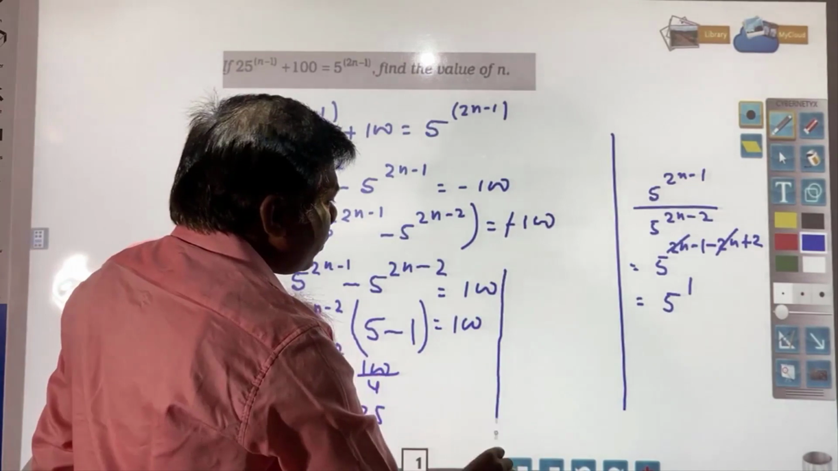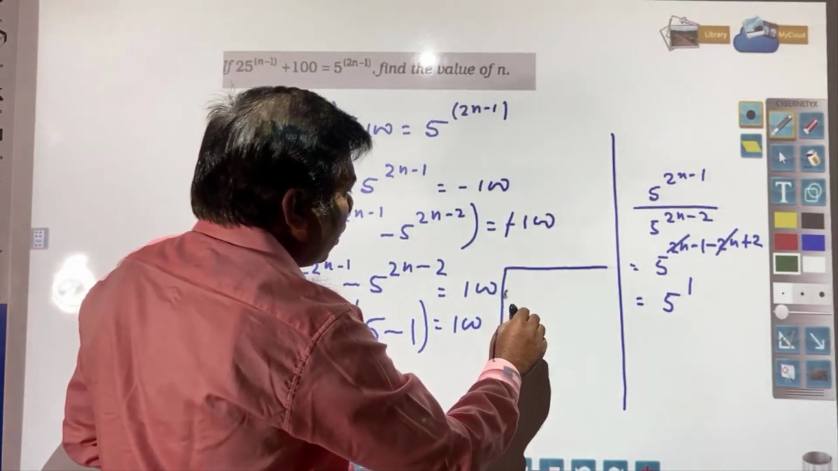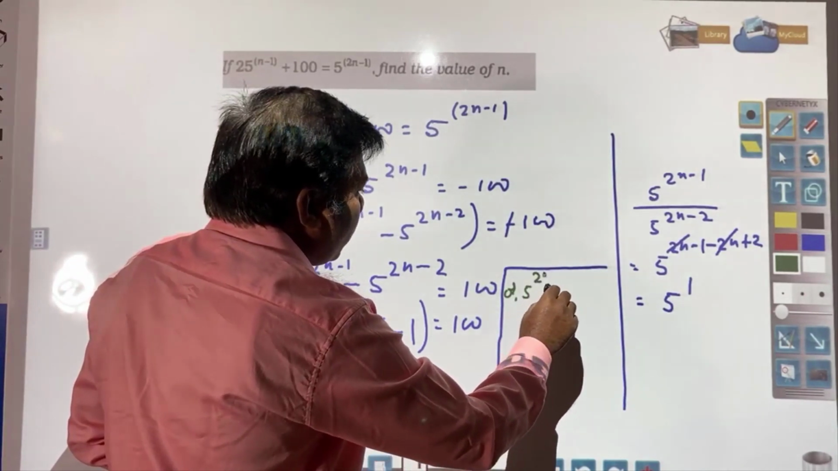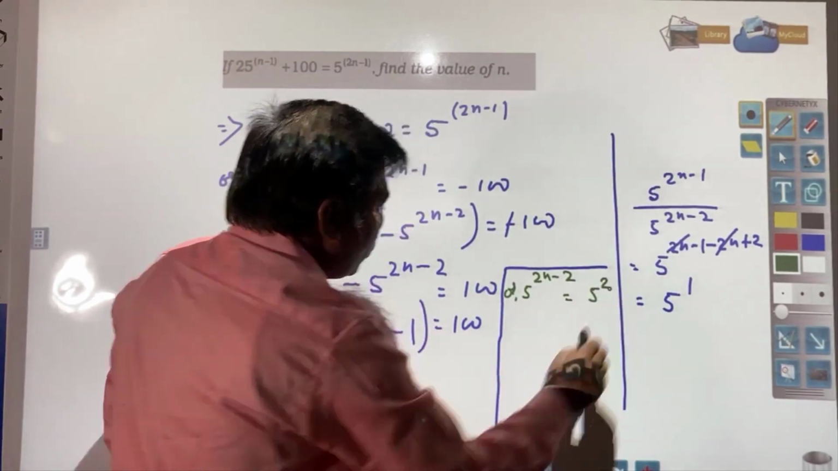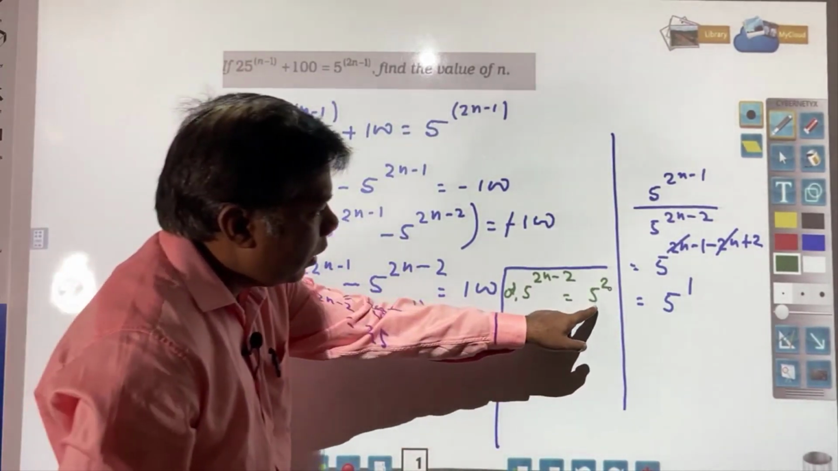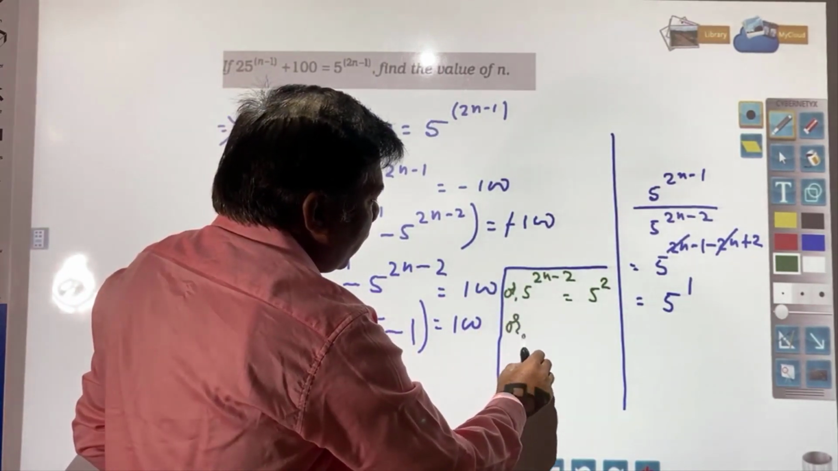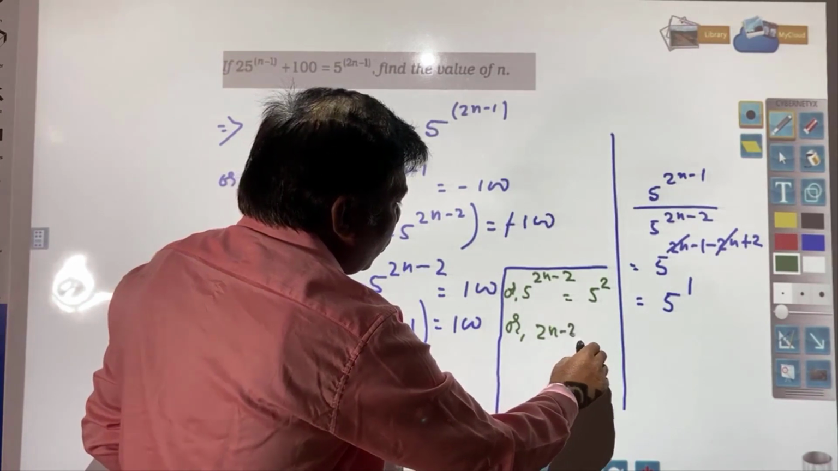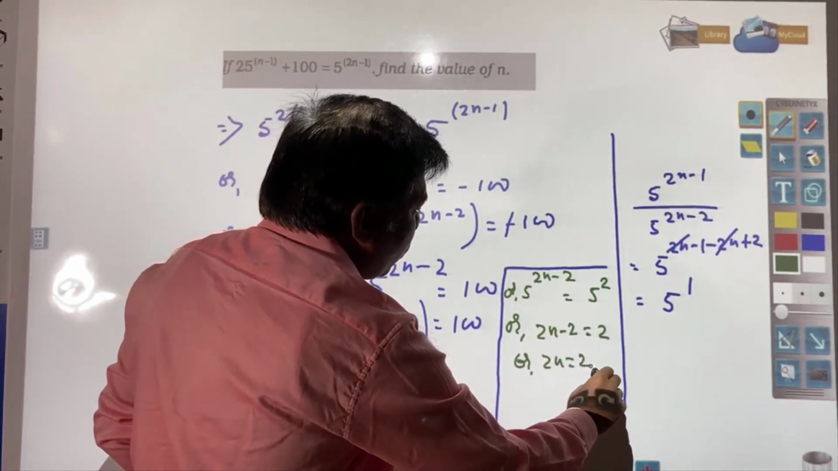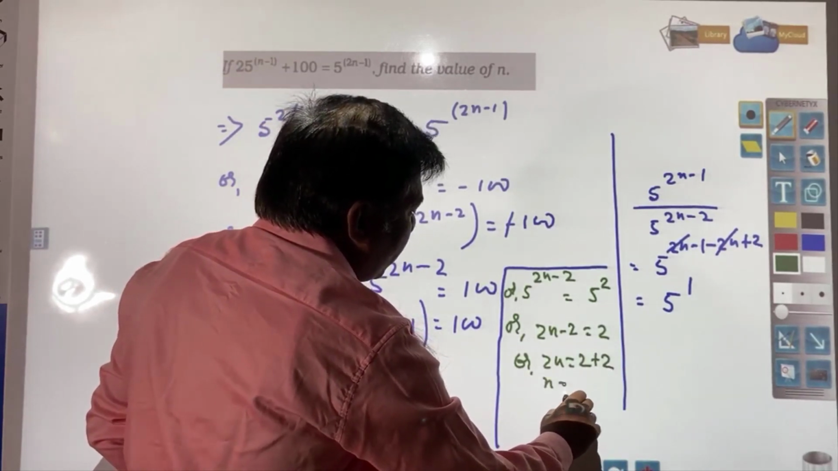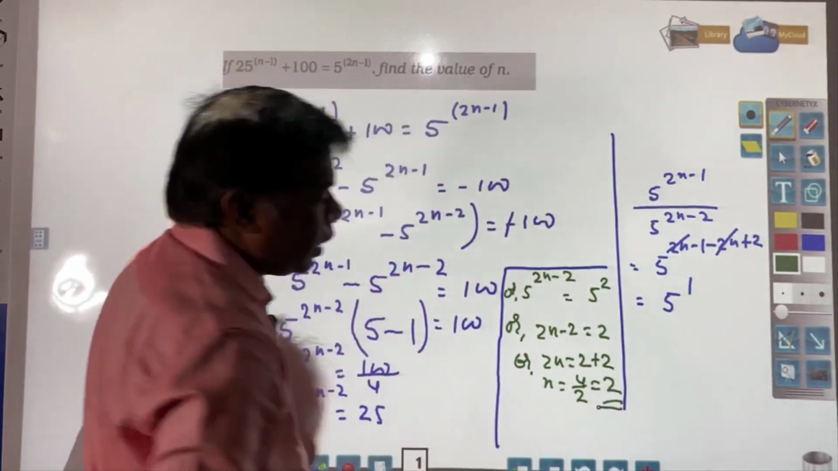And here you see, this will be 5 to the power 2n minus 2 will be equal to 5 to the power 2. Here you see 25 we have written, 5 to the power 2. Now base is equal, so exponents will be equal, so 2n minus 2 will be equal to 2, or 2n will be equal to 2 plus 2, or n will be equal to 4 by 2, and that will be equal to 2. So this will be your answer.